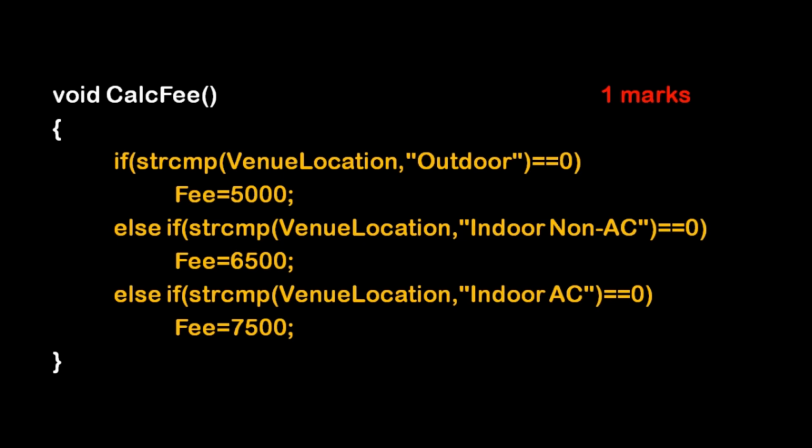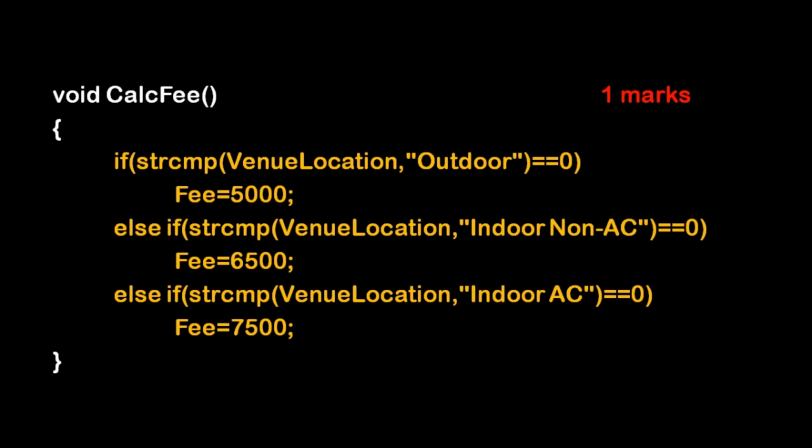The venue location we are getting from the user, and I am giving the string in quotes, like outdoor. Suppose the user gives us outdoor, then the fee will be calculated as 5,000. Else if the string compare of venue location with indoor non-AC is equal to 0, then the fee is 6,500. Else if the string compare of venue location with indoor AC is equal to 0, then the fee is 7,500.